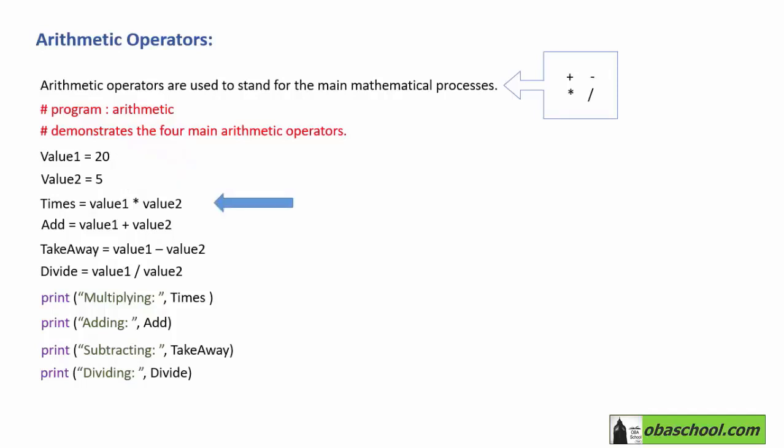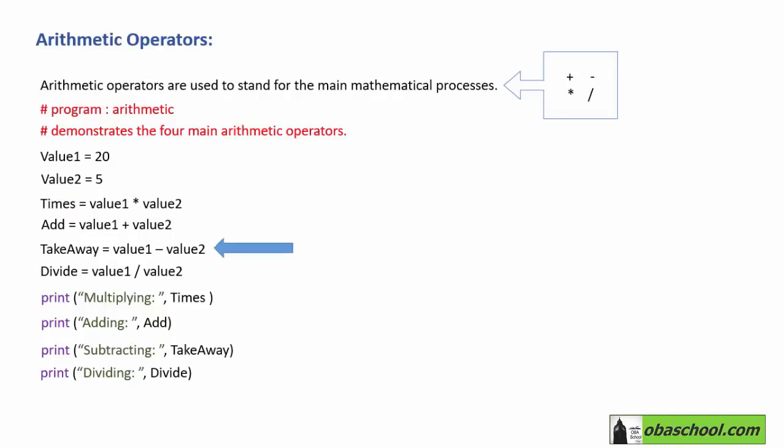Now we will assign the four arithmetic operators inside the variables. The first variable is times. We have the equal sign and then value1 times value2. So in this way it will multiply them and put the answer in times.